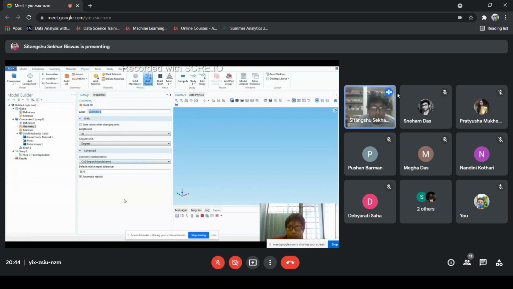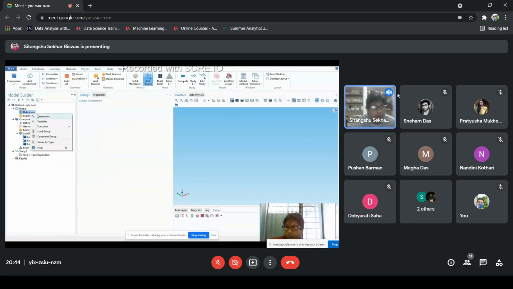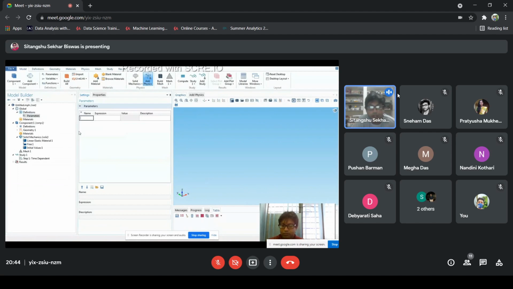So here you can change the unit. I have changed the unit to millimeter. Then we go to the definition. We are going to calculate it at every time step of 0.01 second, and we want to calculate it for a total time duration of 10 seconds. So we are defining this as 10 seconds.